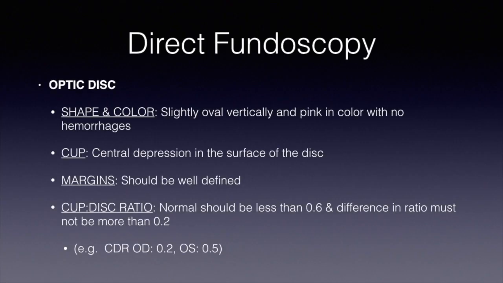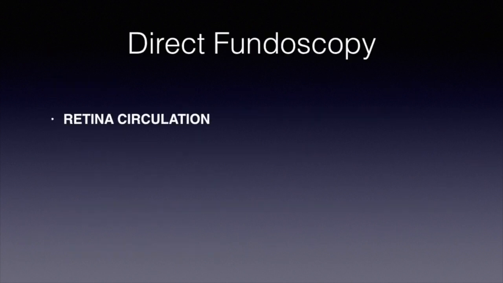Locate the optic disc, which is yellow-orange in color. Note the disc borders, which are well delineated in this case with a CD ratio of 0.3. The cup is a central depression in the disc. Normal CD ratio is less than 0.6 with less than 0.2 asymmetry between the two eyes. Normal AV ratio is 2:3. And remember to check at the second branch.